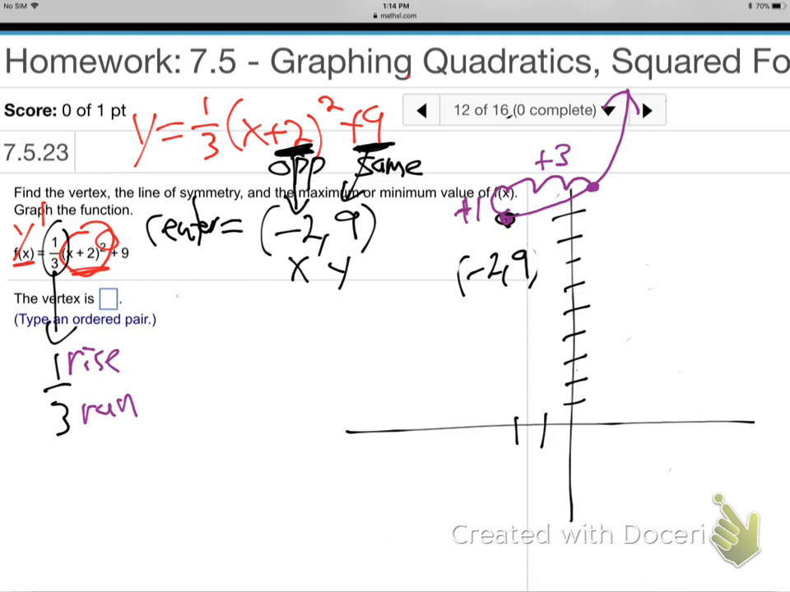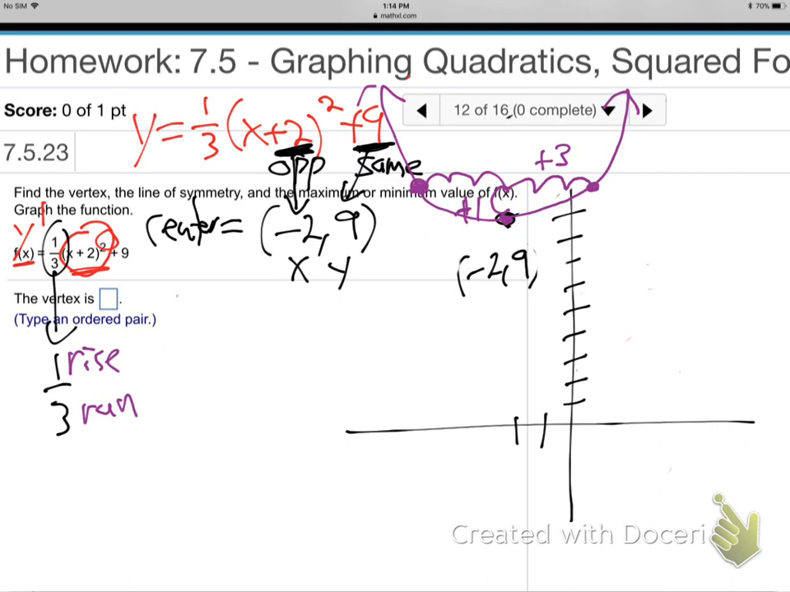It's the same, right? Because the U shapes are the same on both sides, huh? So if it was up 1, right 3, how do you think I find the other dot? Up 1, left 3. Same thing, right? So just go 3 the other way. There's the other dot, and we're done. There's our U shape. We know exactly how wide it is, exactly what the center is.